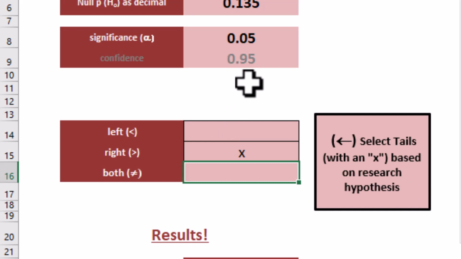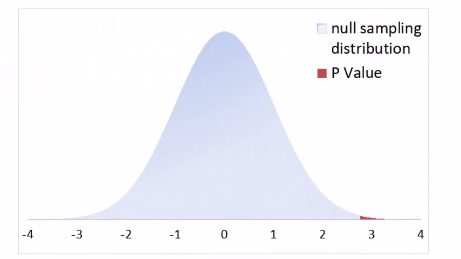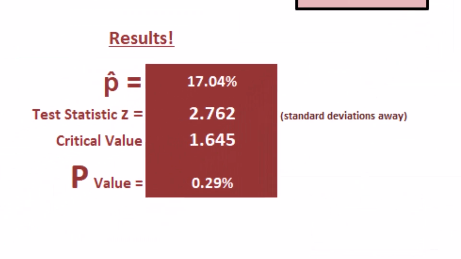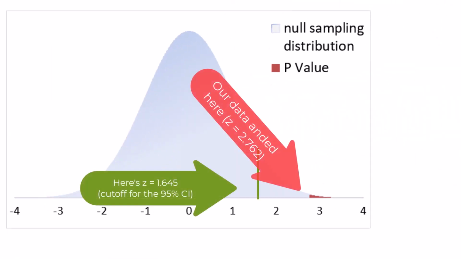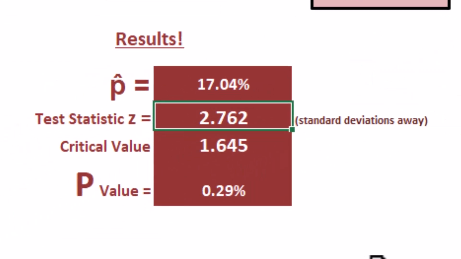Okay, now first, a quick look at the graph. If you look at that graph, there's the p-value way out there on the right. It's very, very small. Now, how small? That's where the results come in. There's our p-hat of 17%, just like we got from that quick Google calculation. According to statistics, it would have to get past a critical value of 1.645 standard deviations, and it does. Our data flies out to 2.762 standard deviations. That's well past the cutoff critical value of 1.645. The p-value echoes that by being very small, less than 5%.